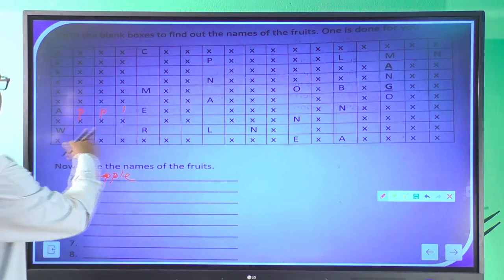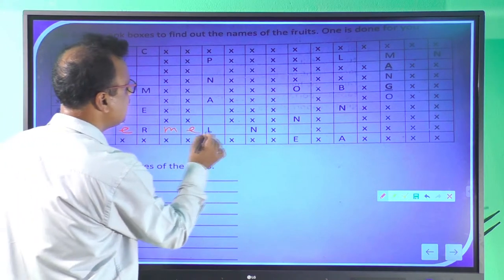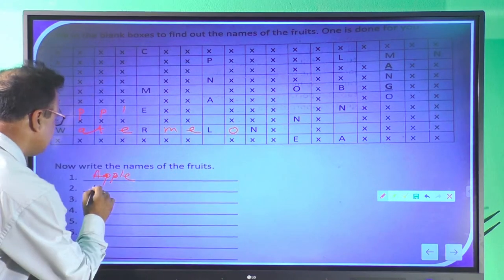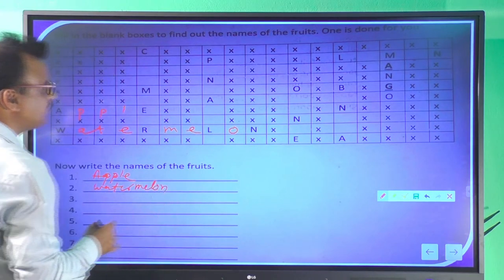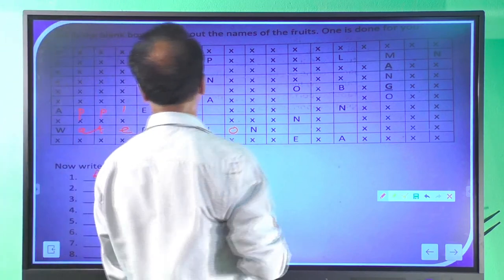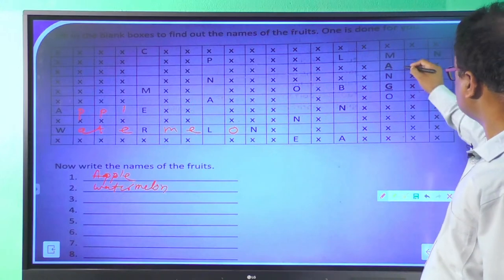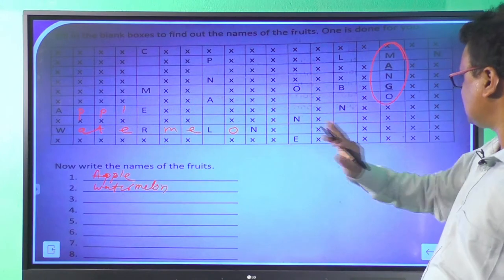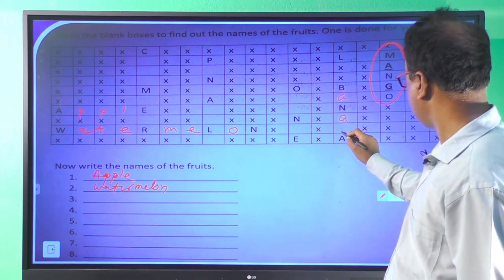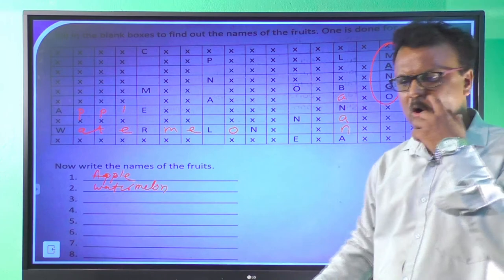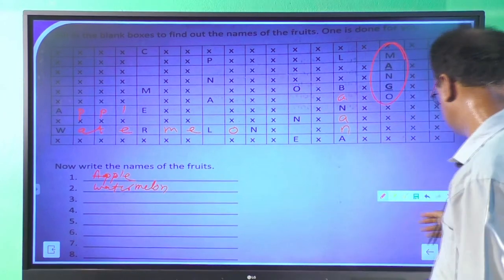Then this is watermelon, w a t e r m e l o n, watermelon. Similarly there are six or seven names of words here, like mango, you have to just fill them in and write them. Banana, b a n a n a, okay. Crossword puzzle, very important for your vocabulary development.